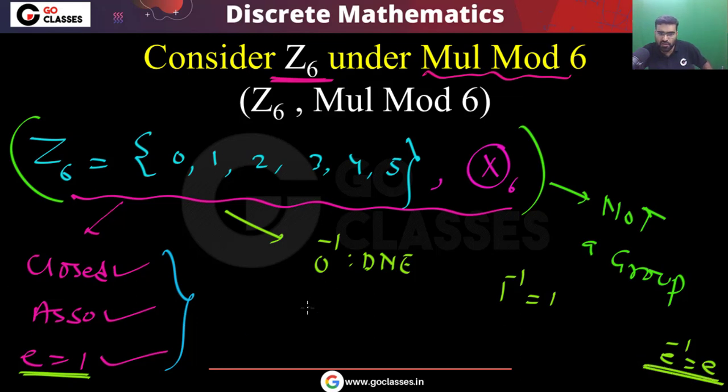Identity element inverse is always the identity element. Now, 0 does not have inverse. You can also notice that 2 also does not have inverse. You can check it out. See, 2 inverse is not 0. Similarly, 2 inverse is not 1, and 2 inverse is not 2.